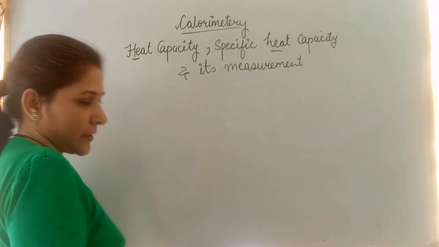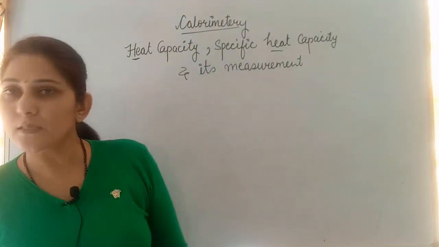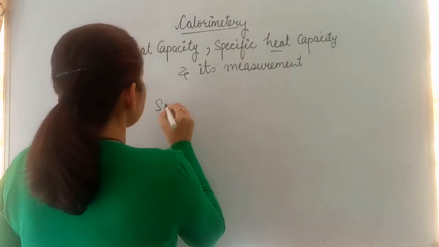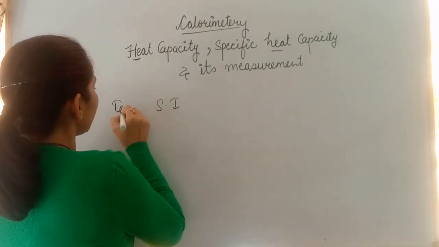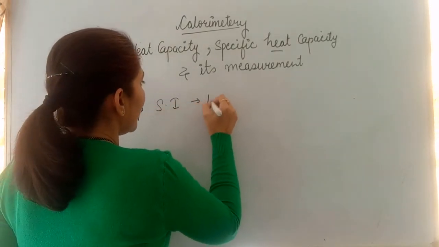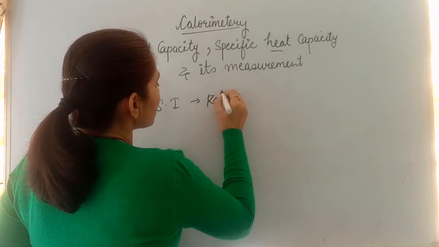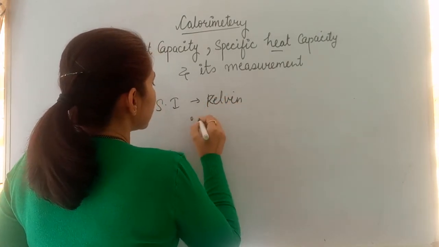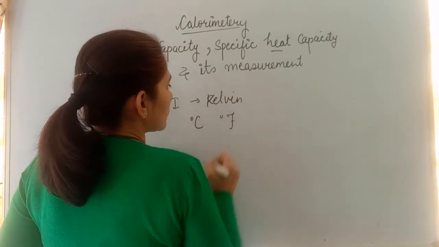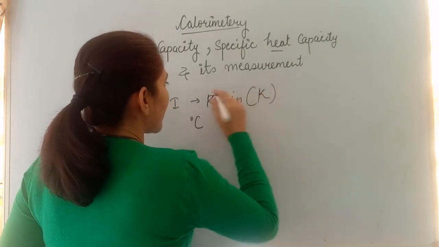That is known as temperature. This temperature is measured in SI unit as kelvins. The SI unit for temperature is Kelvin. Other units which we use to measure temperature are degree Celsius and degree Fahrenheit too. Kelvin is represented by capital K.